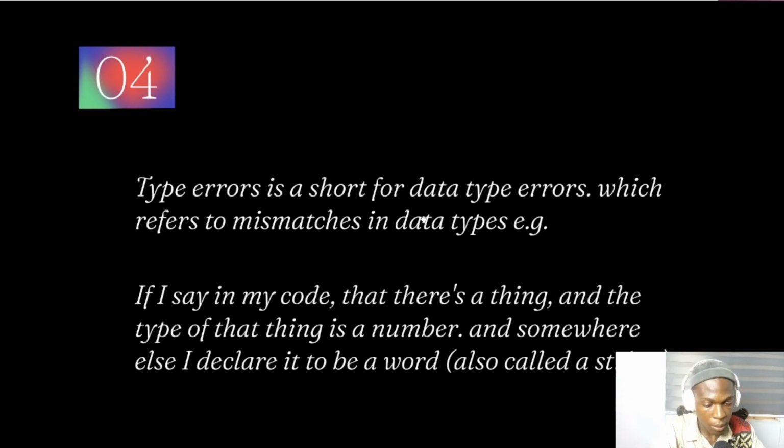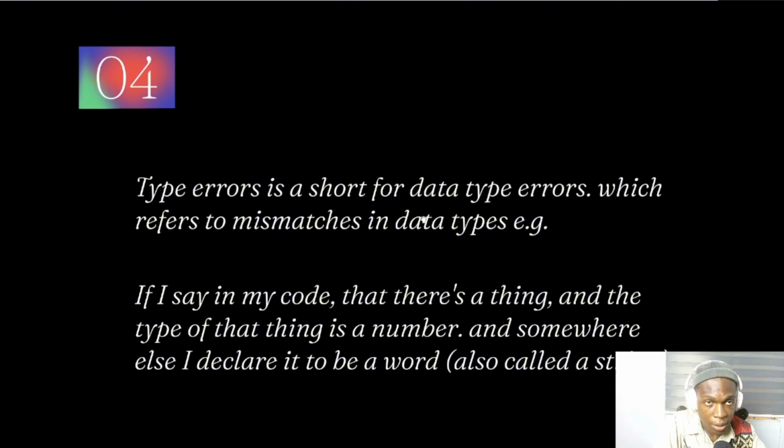For this video, I'm using the words type errors as a short form for data type errors, to refer to data type mismatches. Now, what exactly are type errors? A type error is when you have a mismatch between types. Let's say, for instance, you declare a variable in your code, and you say this variable is a number. Then at another point in your code, you go ahead to say this variable that I just declared is a string.